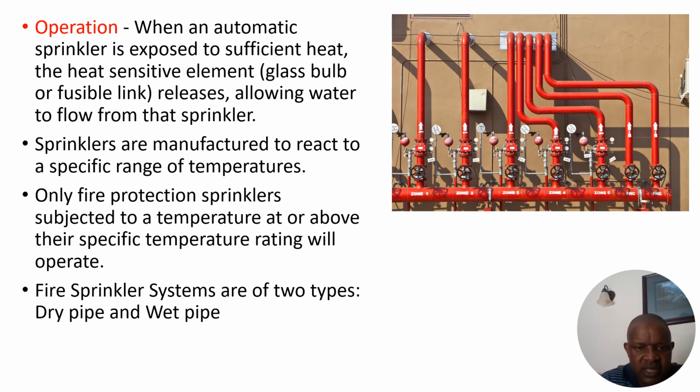Fire sprinkler systems are of two types, dry pipe and wet pipe. You can see some of the piping for the sprinkler system.